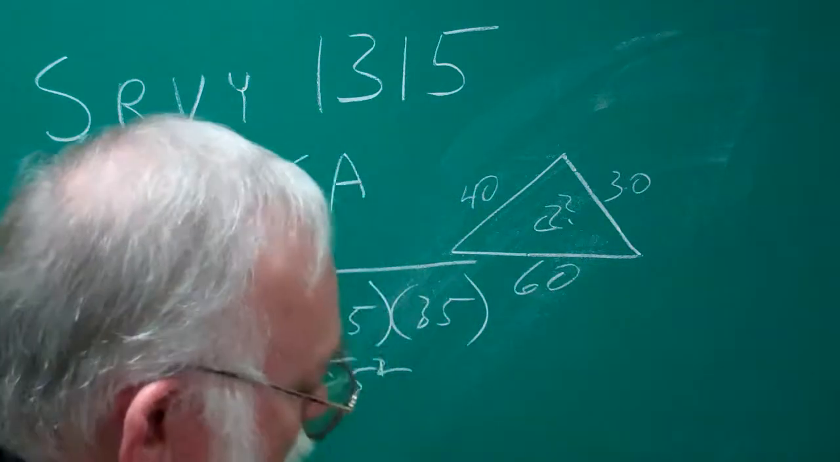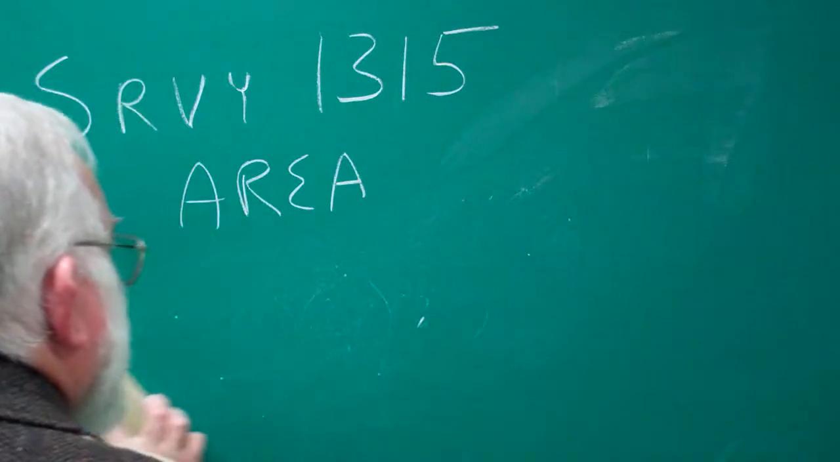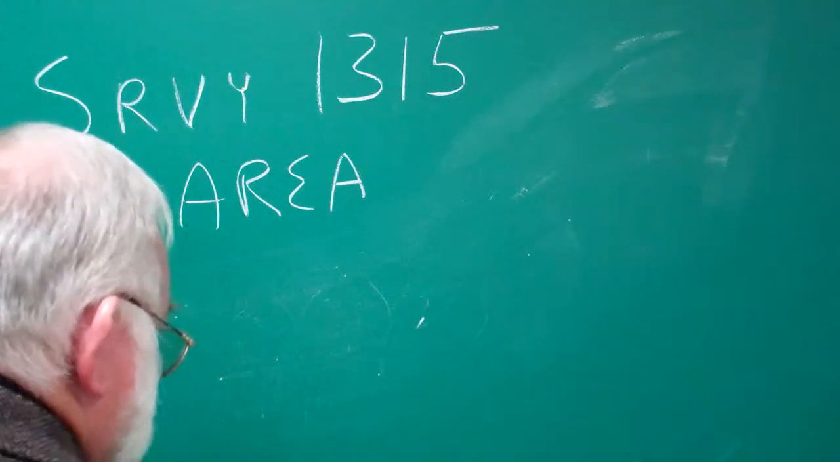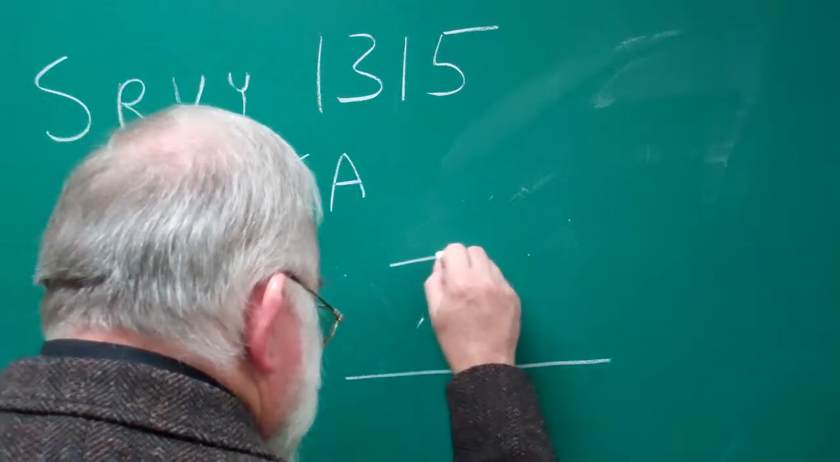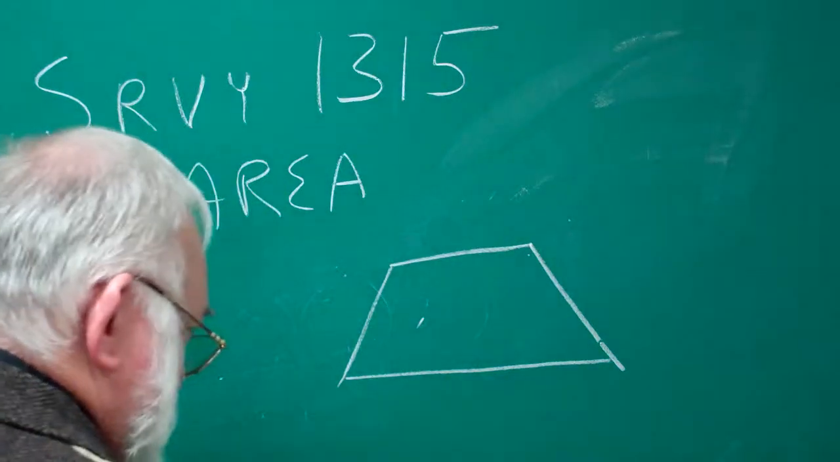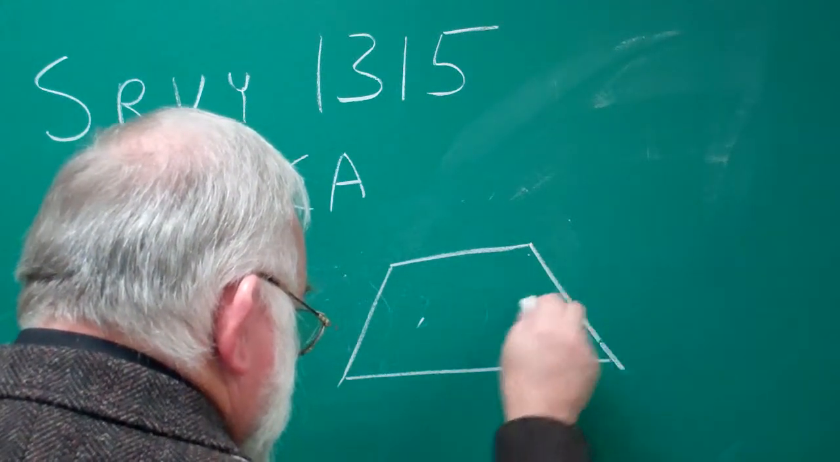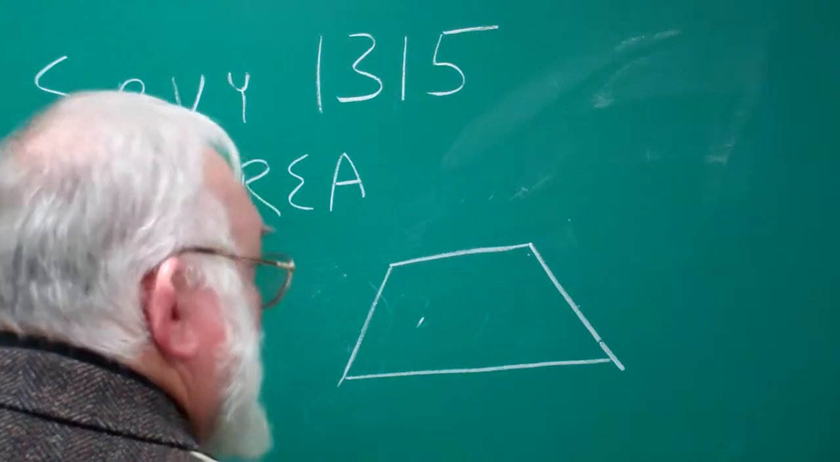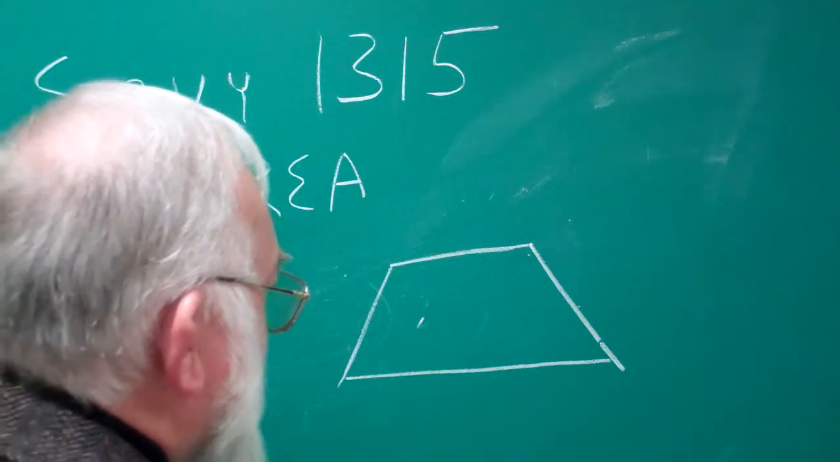Now, we have the oblique triangle. We've already done that. What about a trapezoid? Trapezoid is any closed figure like this where you have two parallel sides and these two sides are not parallel. It's not that complicated. How do you figure the area?